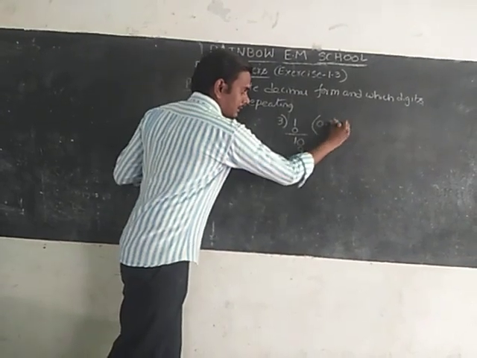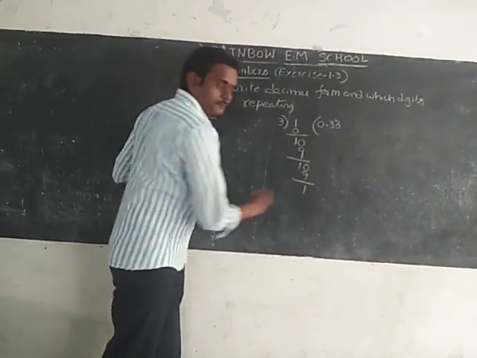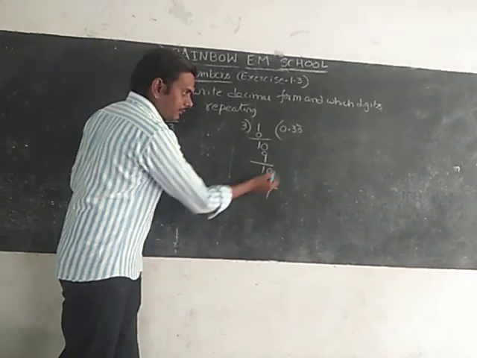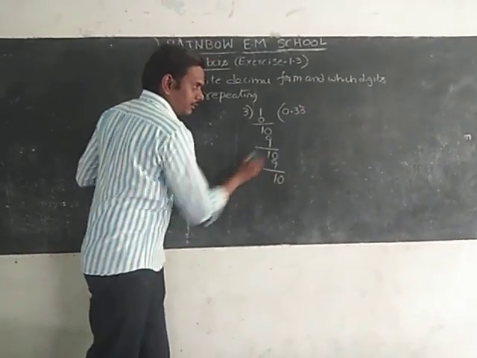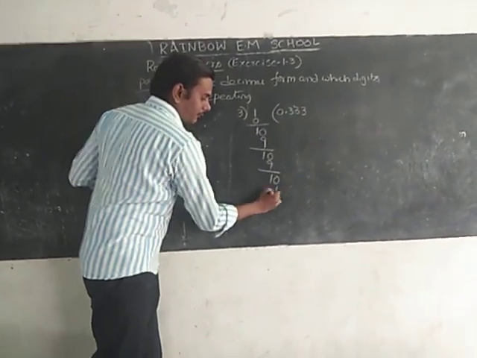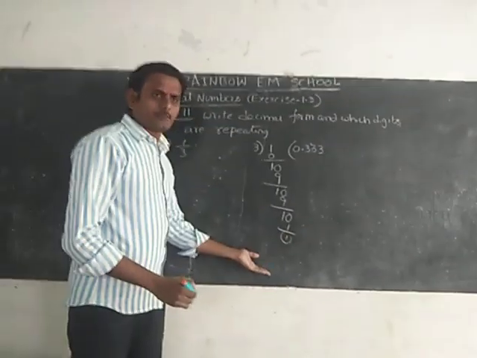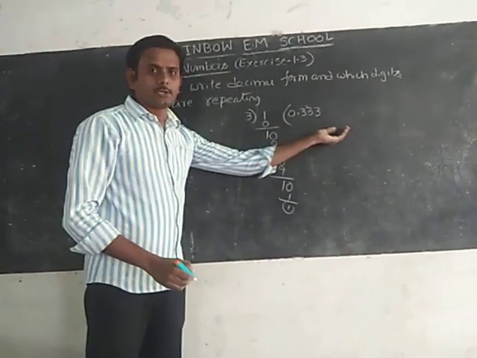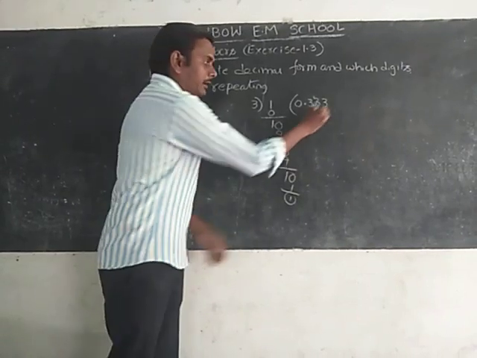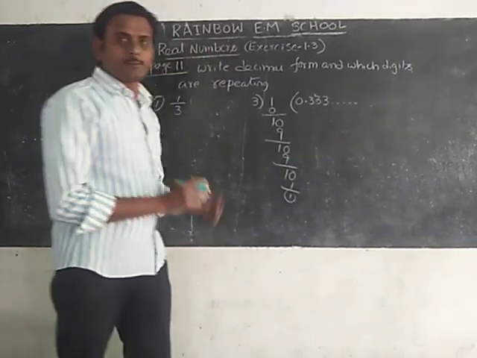Okay, again 3 threes are 9, remainder 1. If you go on further, we again have to take 0. 3 threes are 9, and again we are getting remainder 1. Take 0. This 3 is repeating so many times. We can't stop the calculation.